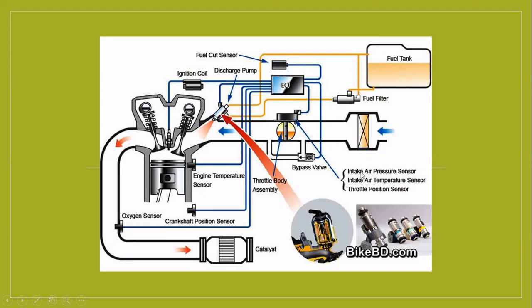So here you see intake air pressure sensor, intake air temperature sensor, throttle position sensor, bypass valve, throttle body assembly, and this is the engine block. Here, oxygen sensor, crank position sensor. So a hybrid vehicle has this much of system in its fuel system. Very advanced. That's why nowadays it's very costly. All our sensors are there.